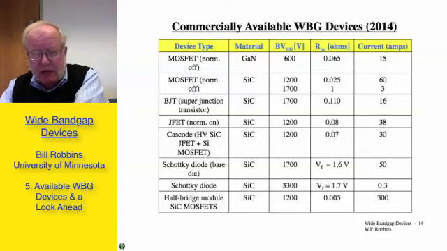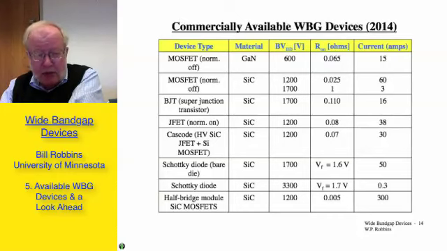Another normally off MOSFET made out of silicon carbide is commercially available from Cree and other manufacturers. 1200 volts, 1700 volts. On-state resistances are quite respectable. For example, the 1200 volt has 25 milliohms and 60 amps. The 1700 volts has 1 ohm and 3 amp capability, though some now are even better than that.